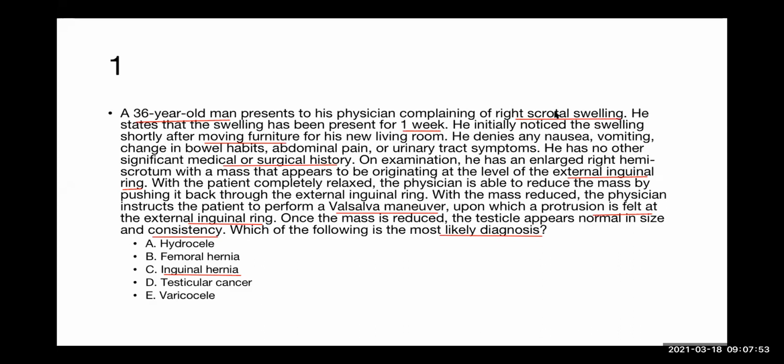So this is a scrotal swelling for just 1 week. There is a history of moving furniture, which probably caused increased pressure and led to herniation. The hernia has entered from the deep inguinal ring and is coming out of the external or superficial inguinal ring. It's a reducible type of hernia, so most of the things are there. So let's move on.